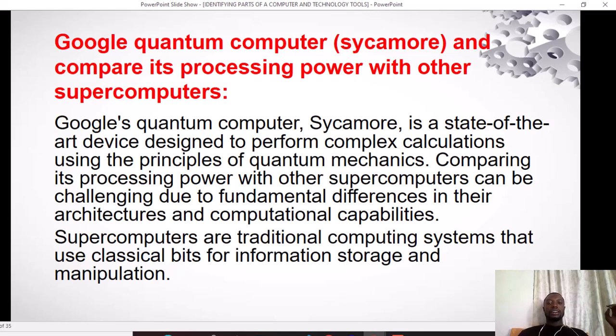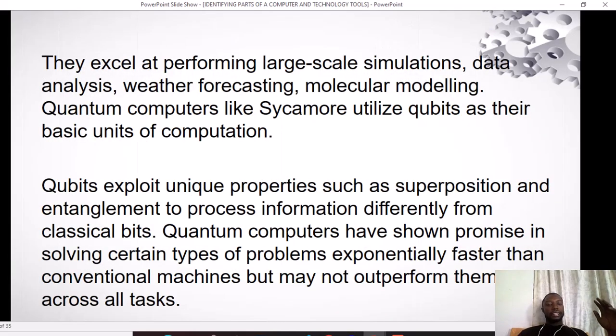So the supercomputers use classical bits while the Google quantum computers use a bit that we call the qubits. I'll show you an example of a qubit. So just focus and let's move on. We are saying supercomputers are traditional computing systems that use classical bits for information storage and manipulation. They excel at performing large-scale simulations, data analysis, weather forecasting, and molecular modeling.